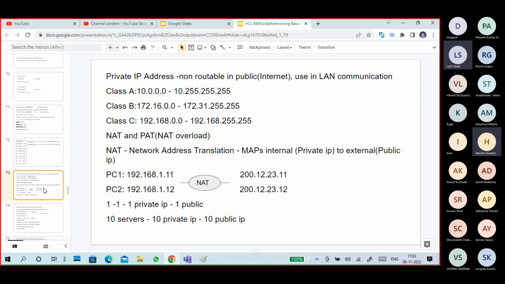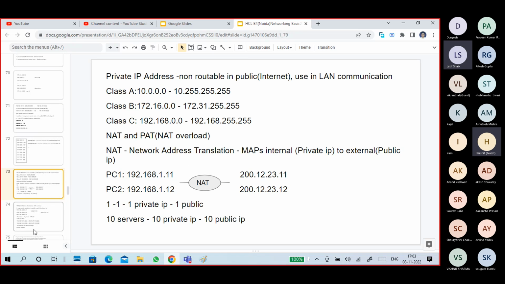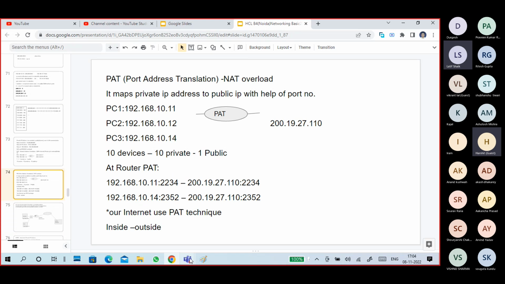Okay, this is about subnet mask, guys. This part is done. Then we'll also see a few other things after a small break.